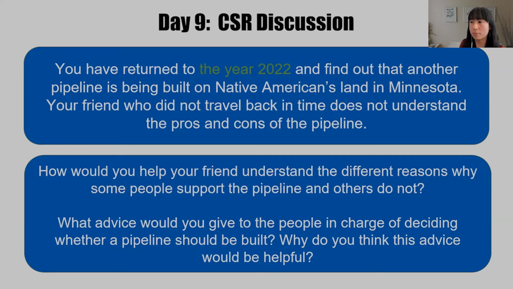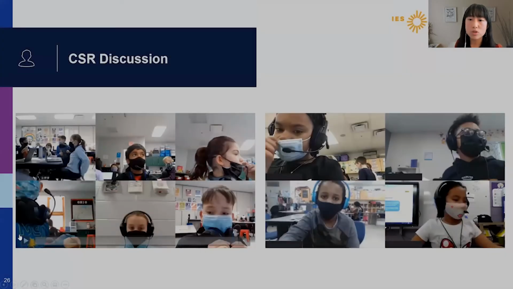And they were told that their friends didn't know, and they didn't have a chance to travel back in time. And so they didn't understand the pros and cons. And in this CSR discussion, they are going to help their friends understand different reasons why some people support the pipelines and some people do not, and what advice they would give. So we are going to show you two videos. Each of them is about 1 minute long, about what students think about this critical issue.